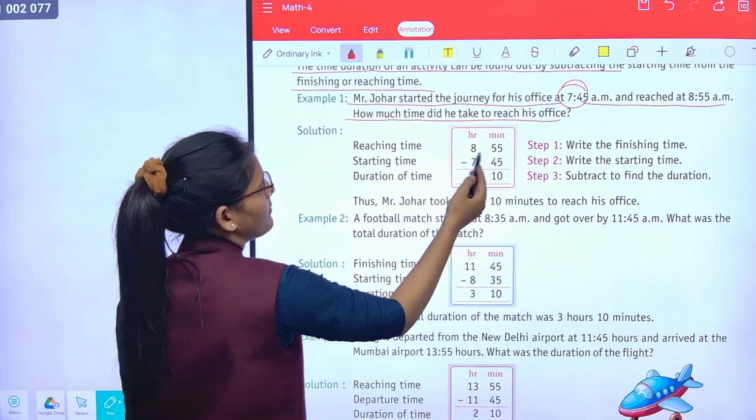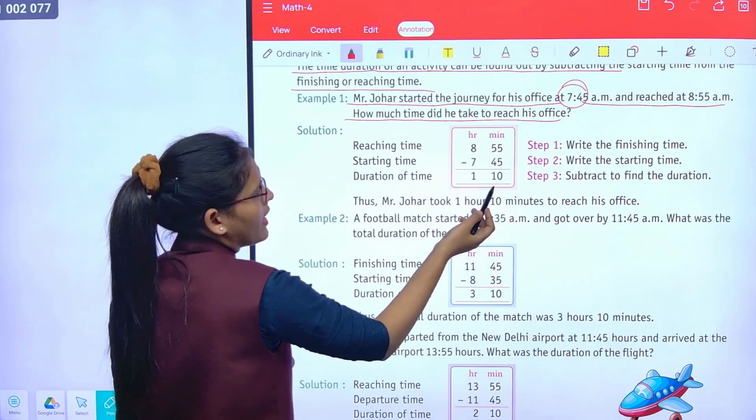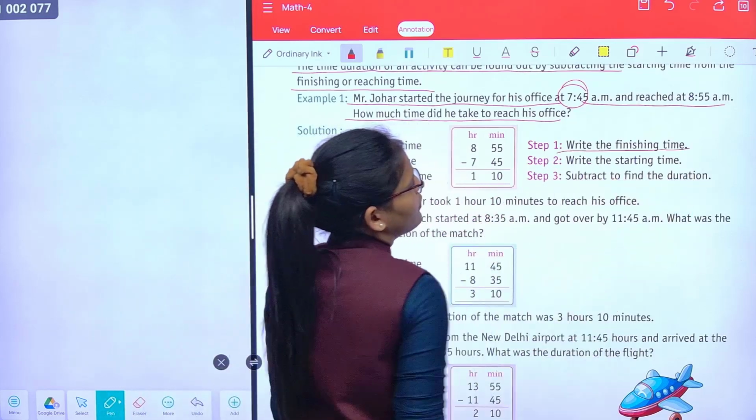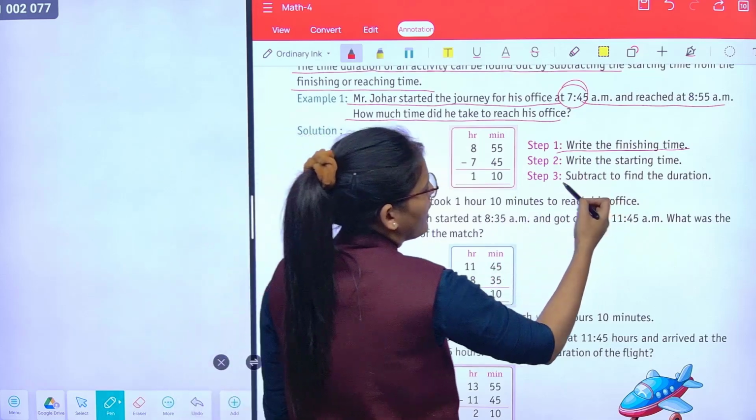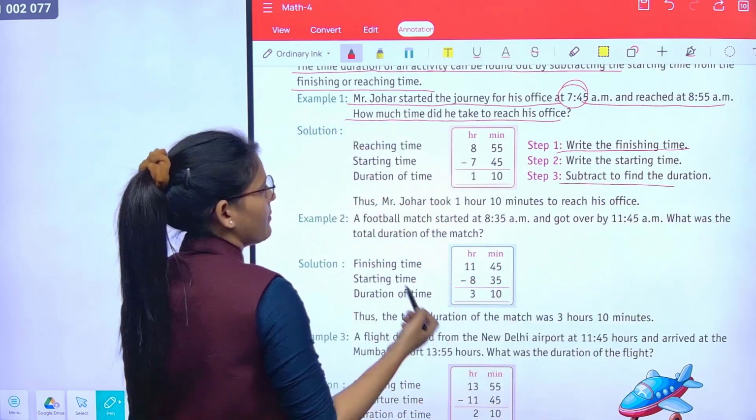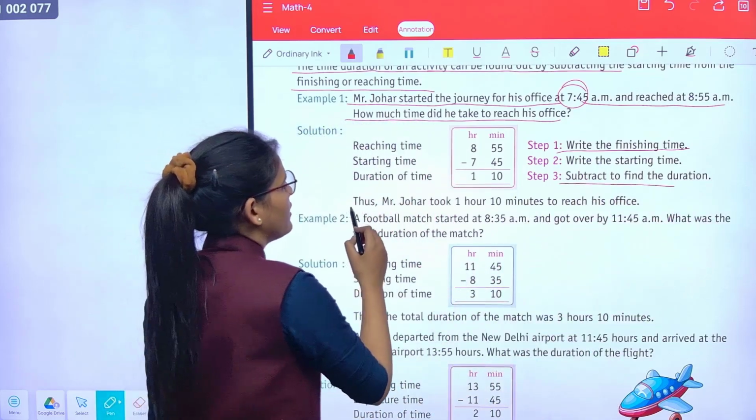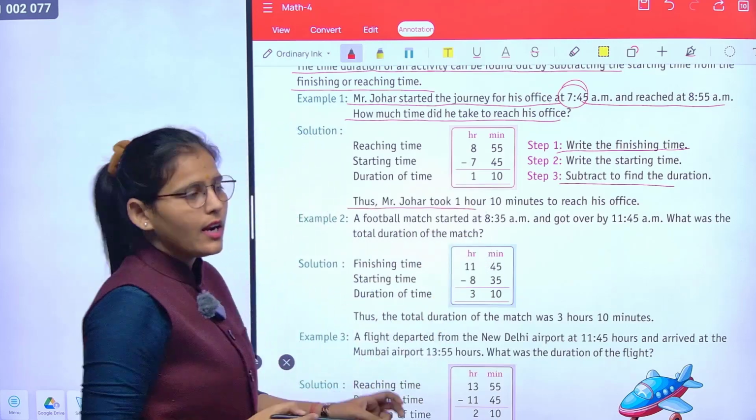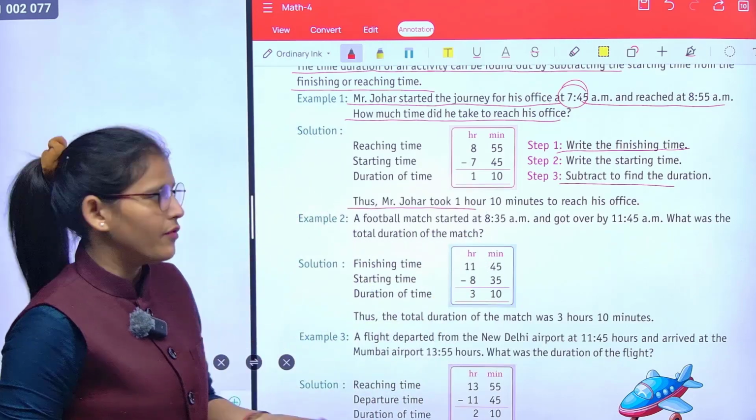Class, reaching time, starting time, class को minus करेंगे. Step 1, write the finishing time, write the starting time. Now subtract to find the duration. Thus Mr. Jones took 1 hour 10 minutes to reach his office.